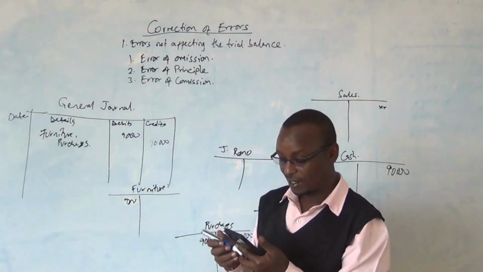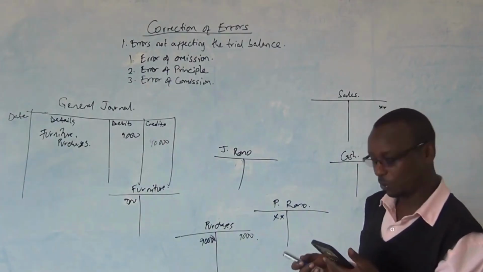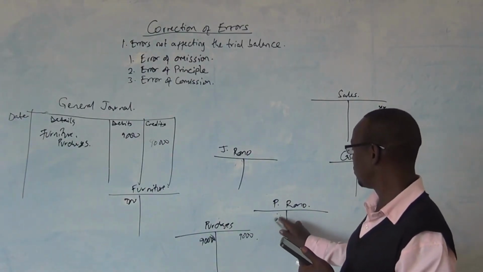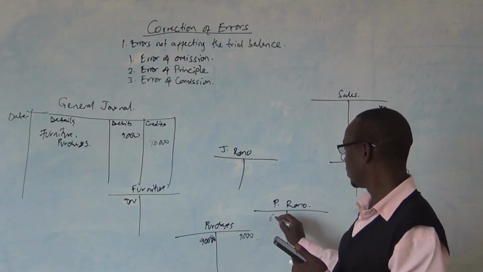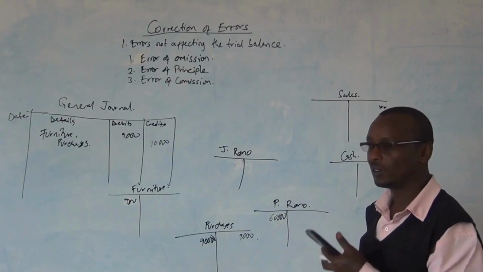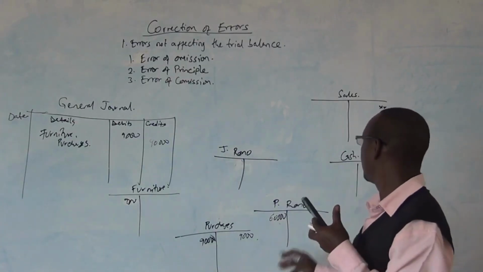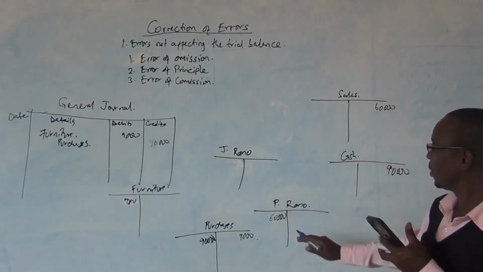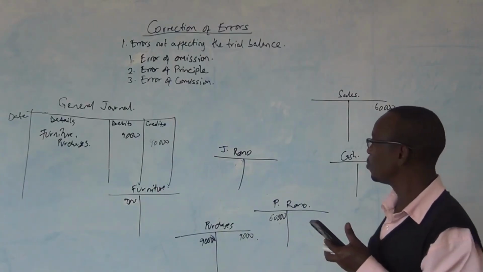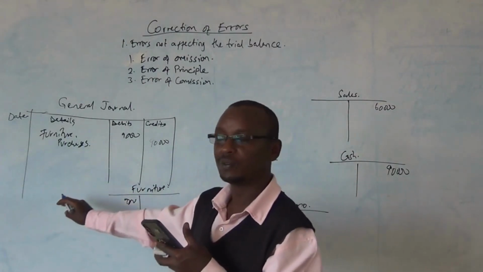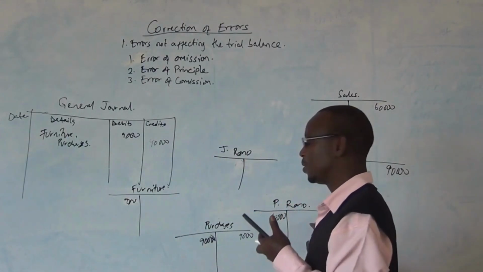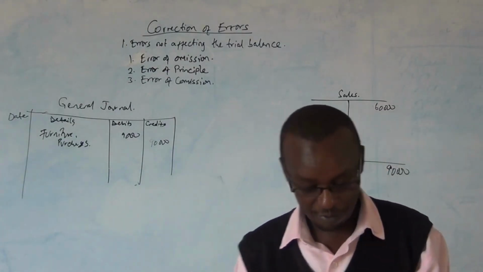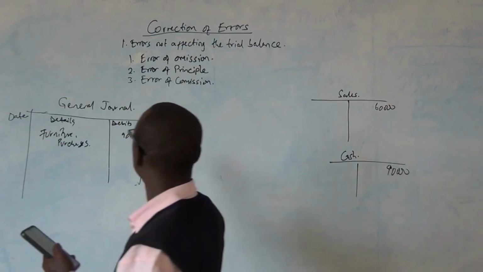Then now, when we are correcting the error of commission, this is this one. You sold items to J. Rono for 60,000, but you debited P. Rono's account and credited sales account. Now you have to remove it here. So what you are going to do, you debit J. Rono account and credit P. Rono. And then you give the narration. Then we have compensating error, number 4.